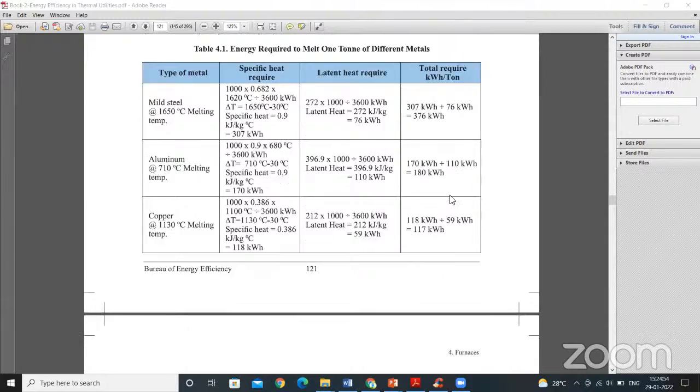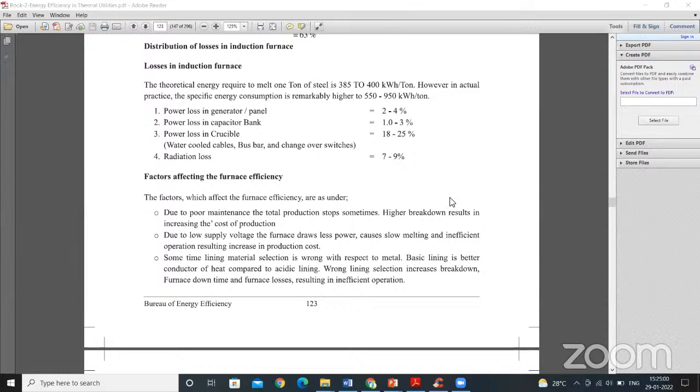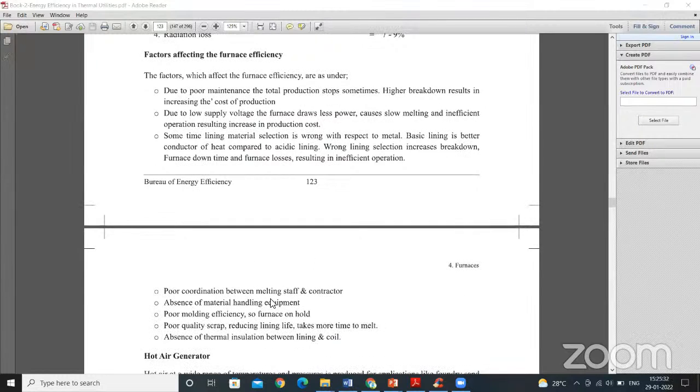Now, from the energy efficiency point of view, normally the factors affecting the furnace efficiency are, first, poor maintenance of the system. We are not properly maintaining the furnace. You know that the furnace area is completely full of dust normally. And because of that, accumulation of dust inside the coil, inside the system, will also affect the heat transfer capacity. So those things are very important. Then poor coordination between the melting staff. See, this is the point I told you.